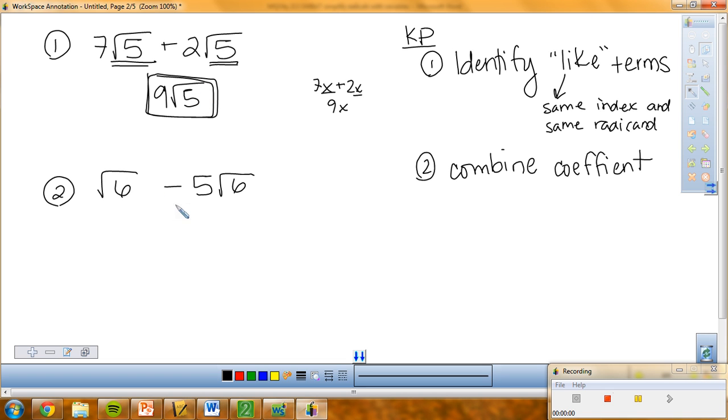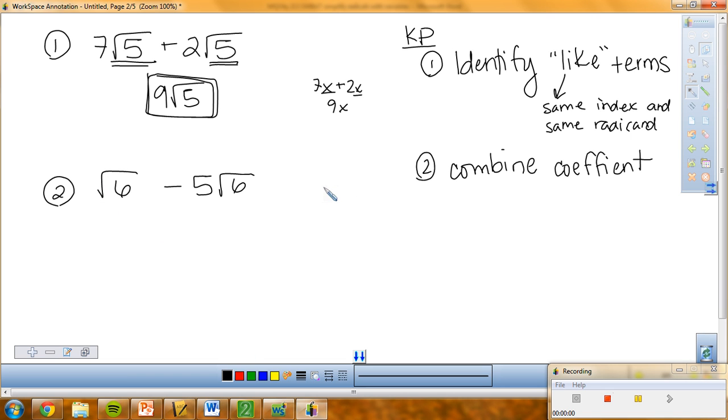So now the same thing with subtraction. I want to identify my like terms. I notice that I have a square root of 6 and a square root of 6. So they have the same index and the same number underneath the root. And here there's just one little variation, is that my coefficient looks like there's nothing in front.